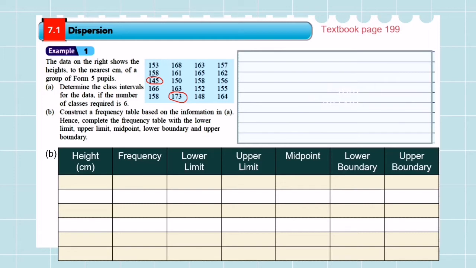If the number of classes is 6, then the size of each class interval is 173 minus 145 divided by 6. And you will obtain 4.7. When you round off, it equals 5.